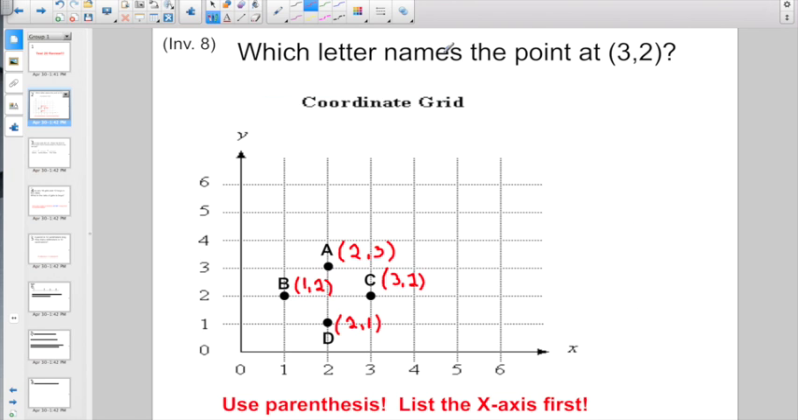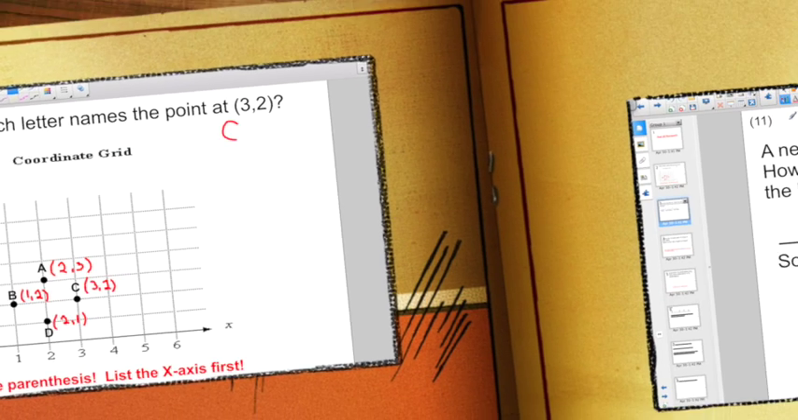So which letter names the point at coordinates (3, 2)? Well, (3, 2) would be point C, right? All right, let's keep moving on.